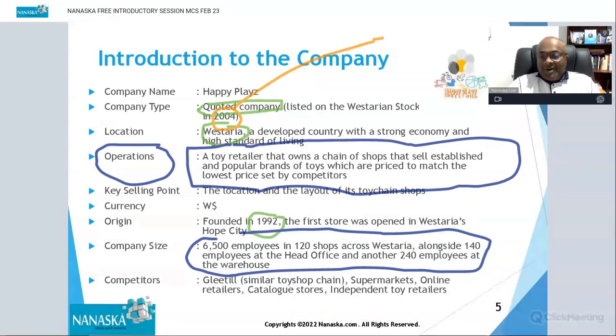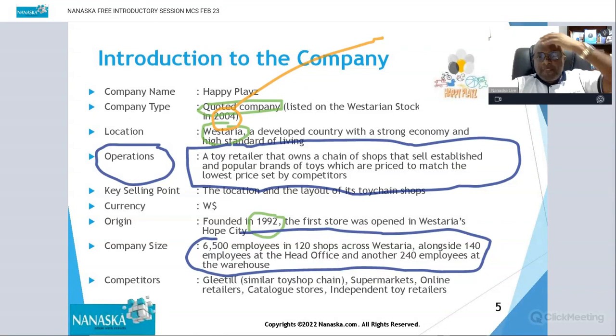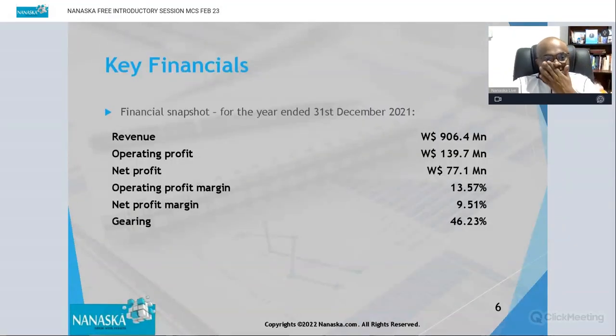No one is responding. I thought you would respond very fast. So 6,500 employees for 120 outlets. So 54. You can imagine 54 people in one outlet seems to be not a very small outlet. Seems to be a fairly large outlet, right?